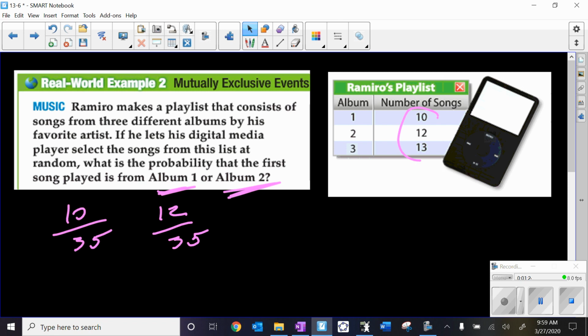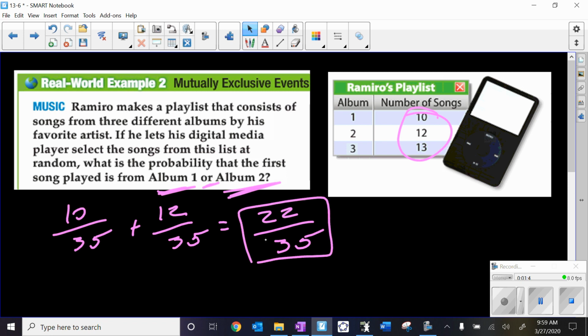You just add these numbers together to get the 35. And remember, since we're dealing with the union, we're going to add them. 10 plus 12 is going to get us 22 over 35. You'd want to check to see if that reduces. It does not, so we're going to keep it that way.